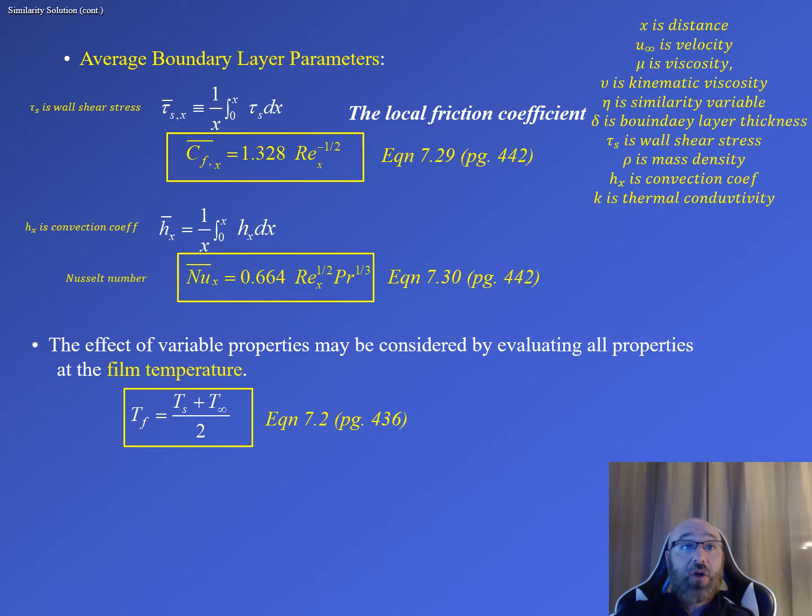Next, I want to take a look at our variable properties. Now, these may be considered by evaluating all properties at the film temperature. So our film temperature, we have the variable T sub F, and this is equal to our T sub S plus T infinity, which is our surface temperature plus our surrounding temperature, all divided by 2. And this relates back to equation 7.2 in our textbook on page 436.